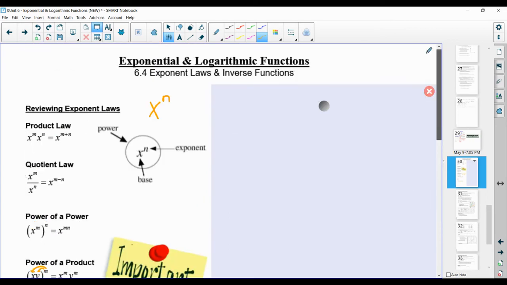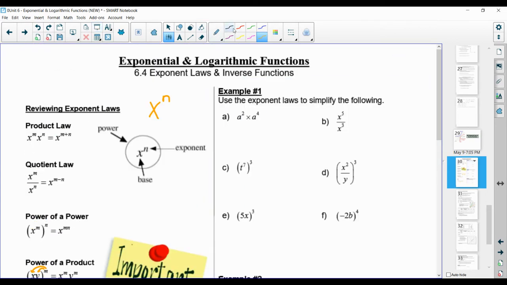All right, so let's get right into some examples here. Our first one here, we've got a squared times a to the 4th. We are multiplying powers with the same base, so we can add our exponents. So a to the 2 plus 4 becomes a to the 6. 8x to the 5 divided by x cubed becomes x to the 5 minus 3, which is x squared.